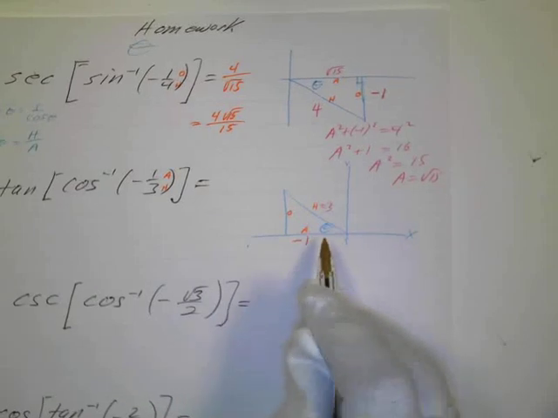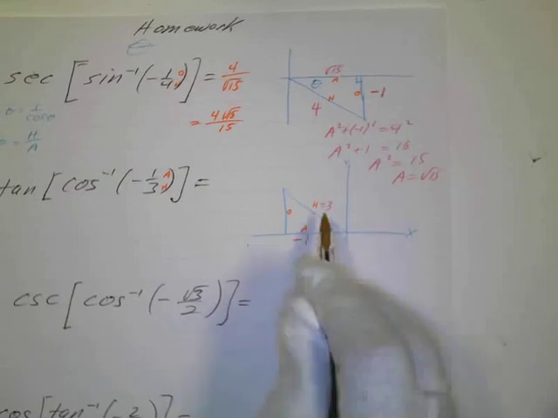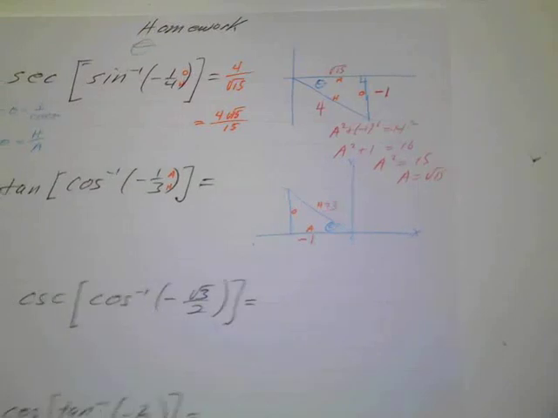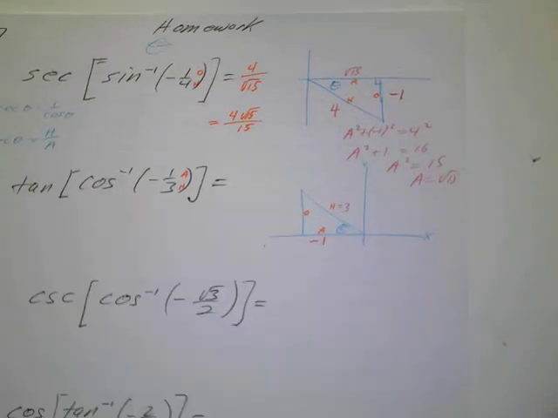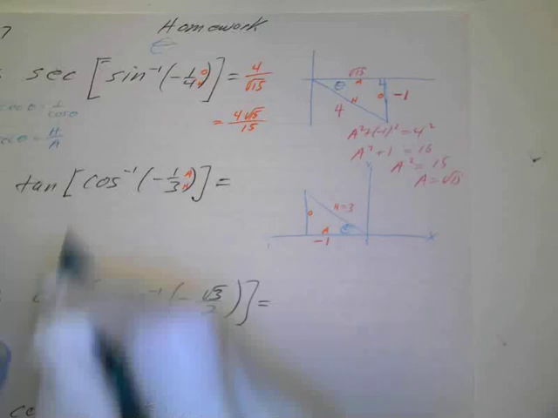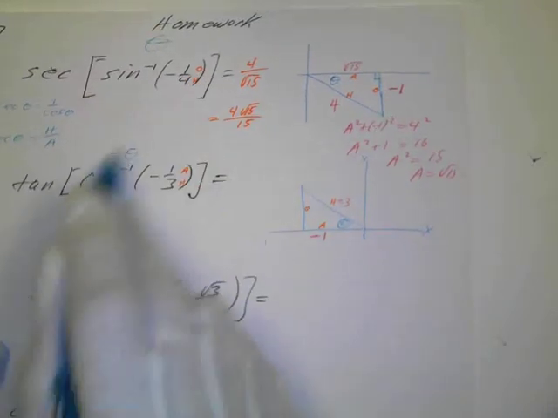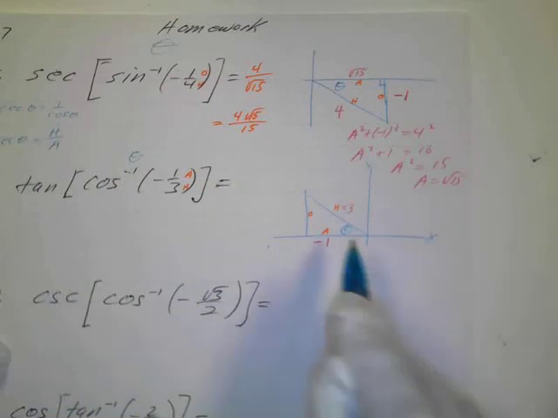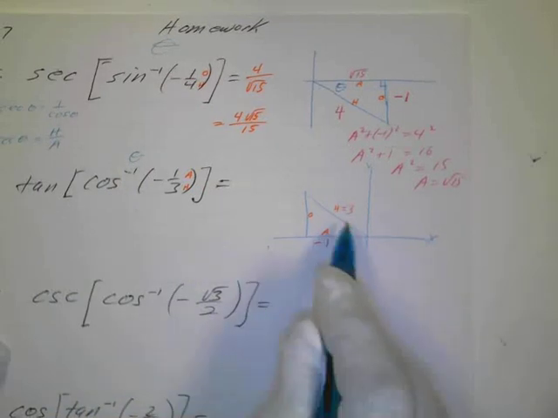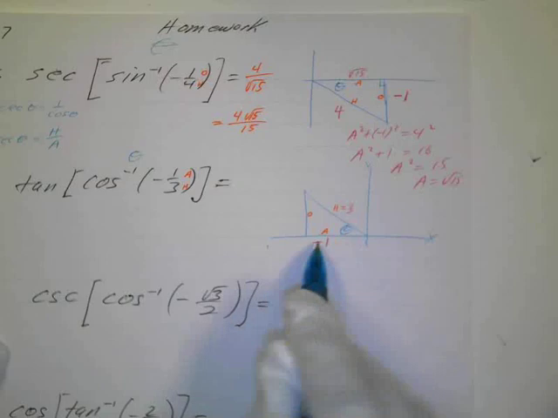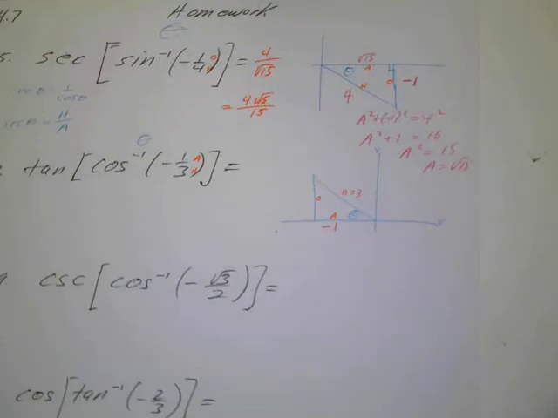So let's take a look at this angle. What's the cosine of this angle? -1/3. So there we go. So that's theta. Theta is the angle whose cosine is -1/3, so this is theta. This is an angle whose cosine is -1/3, and definitely the cosine of this angle is -1/3, so we're good to go.